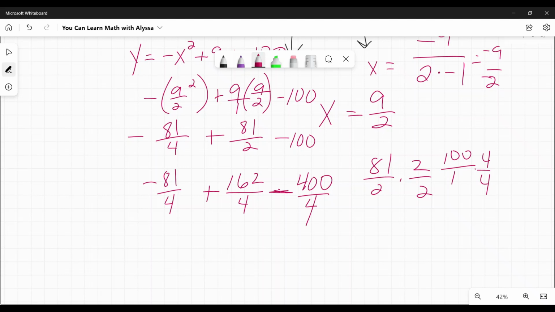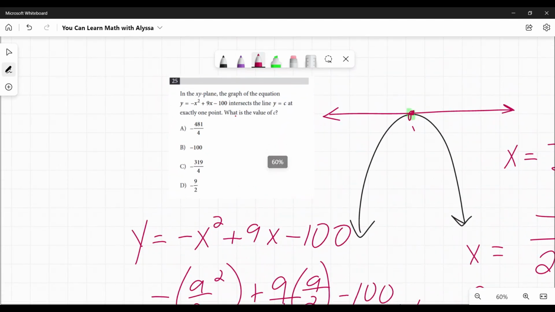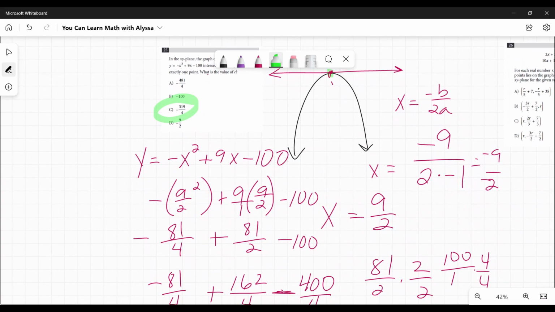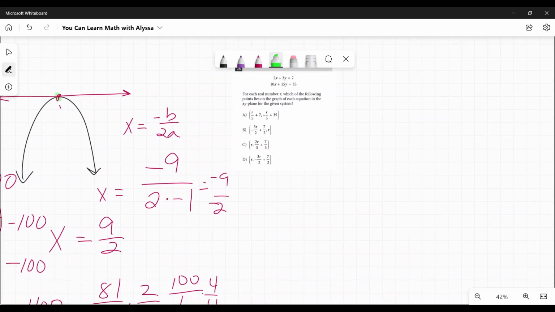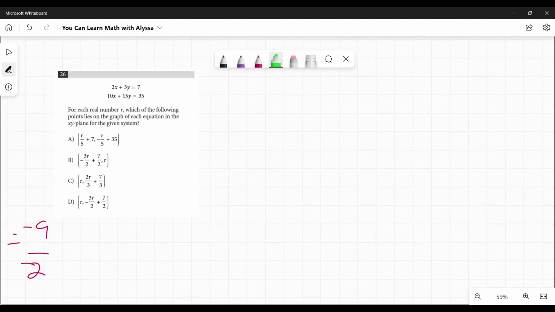So you can use your calculator to do negative 81 plus 162 minus 400. And when you do all that math, you are going to get negative 319. Don't forget that is still fourths. So negative 319 fourths. And lo and behold, there it is. Negative 319 fourths. That one's a doozy. I'm not gonna lie, that one takes some doing, but that is our answer. All right. Used so much space, it rolled over into our 26.